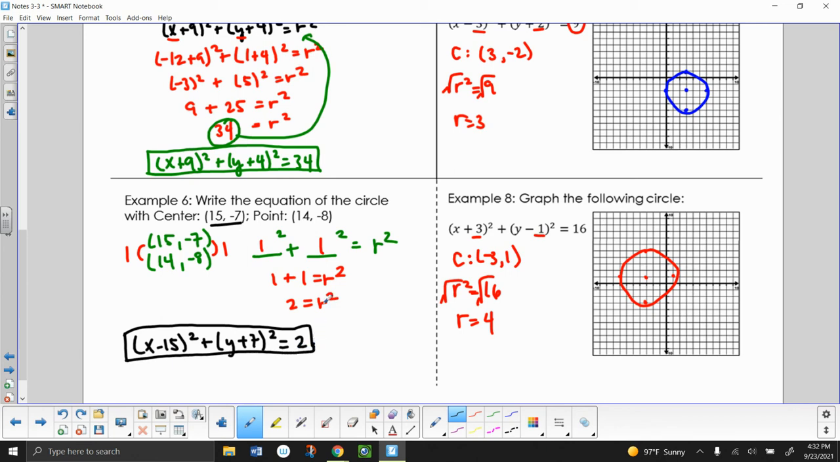So with these ones you have to solve for the radius or r squared and plug it into the formula, making sure that you're using the center as your h and k instead of the point.